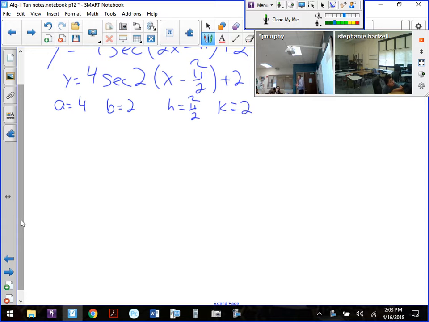If my B value is 2, this is a cosine graph, so my period will be pi over B or 2 pi over B? 2 pi over B. So that means our period is pi.